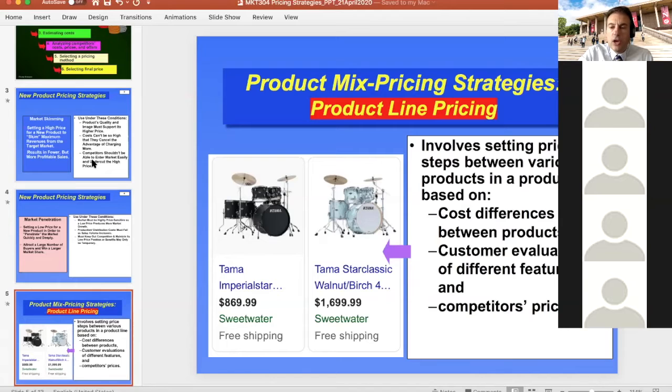This is very common if you think about the automotive industry, where they would have one body with different engines. And so the same body with the smallest engine will be more affordable than the same body with a bigger engine. And then when you would have a bigger engine, there will be other added benefits to the product to justify the price increase.